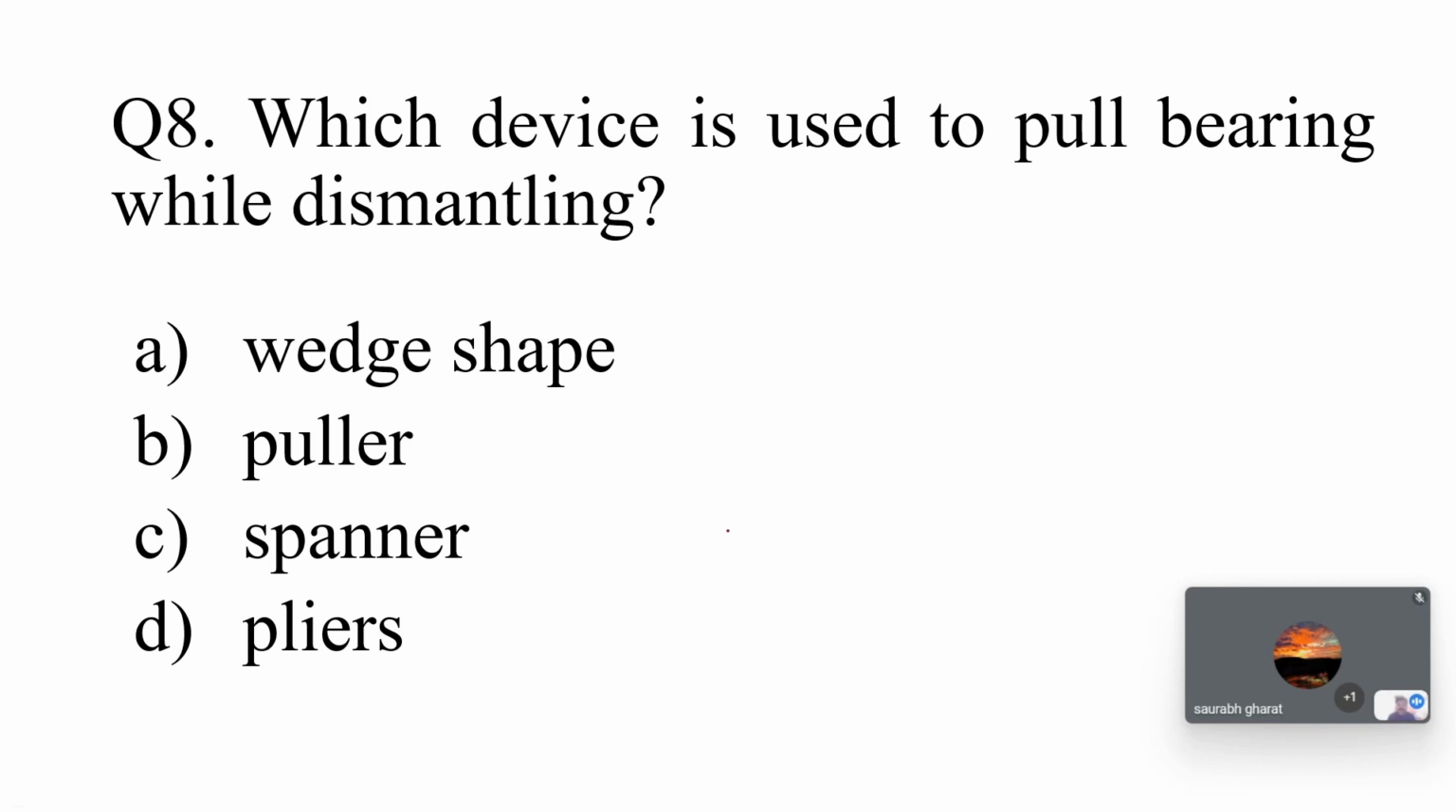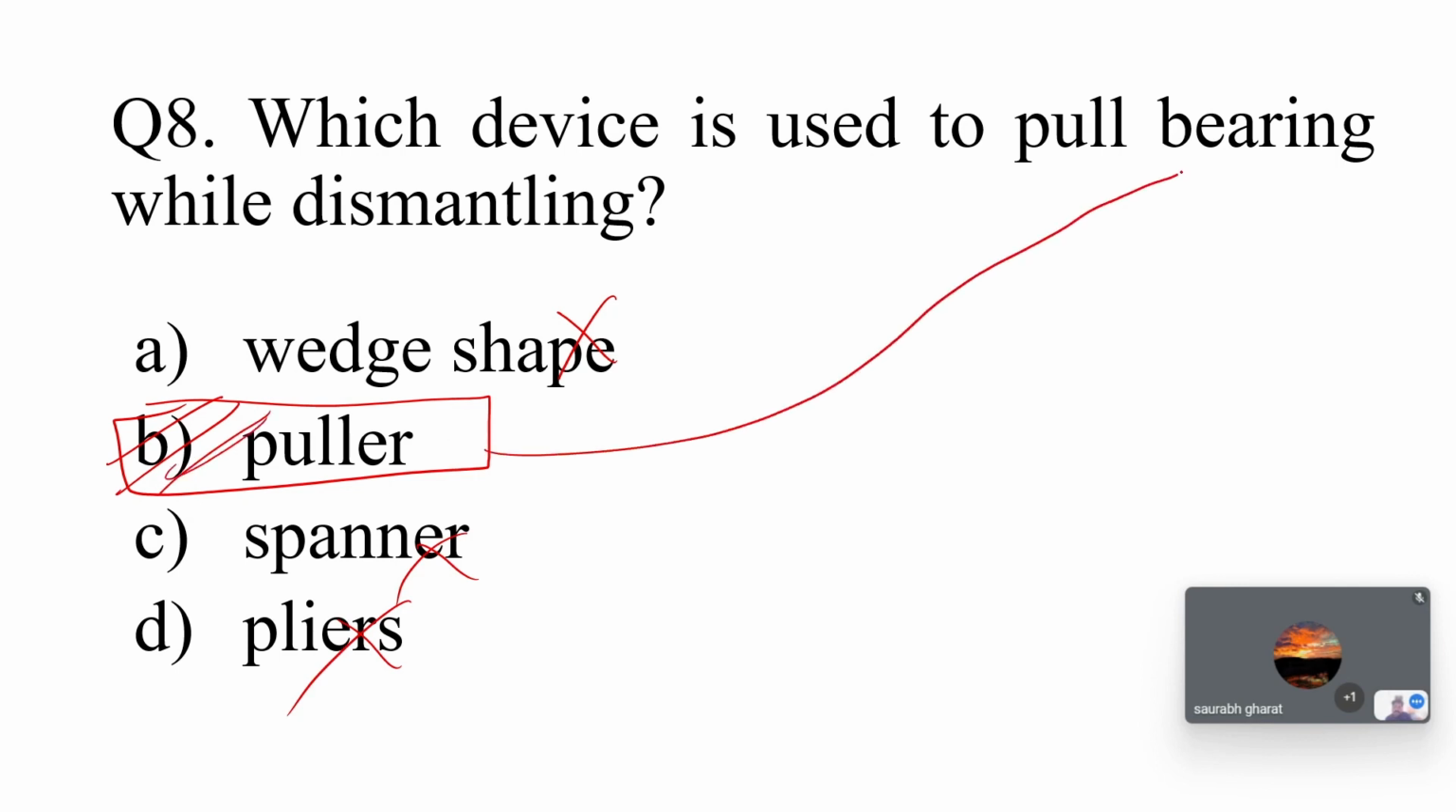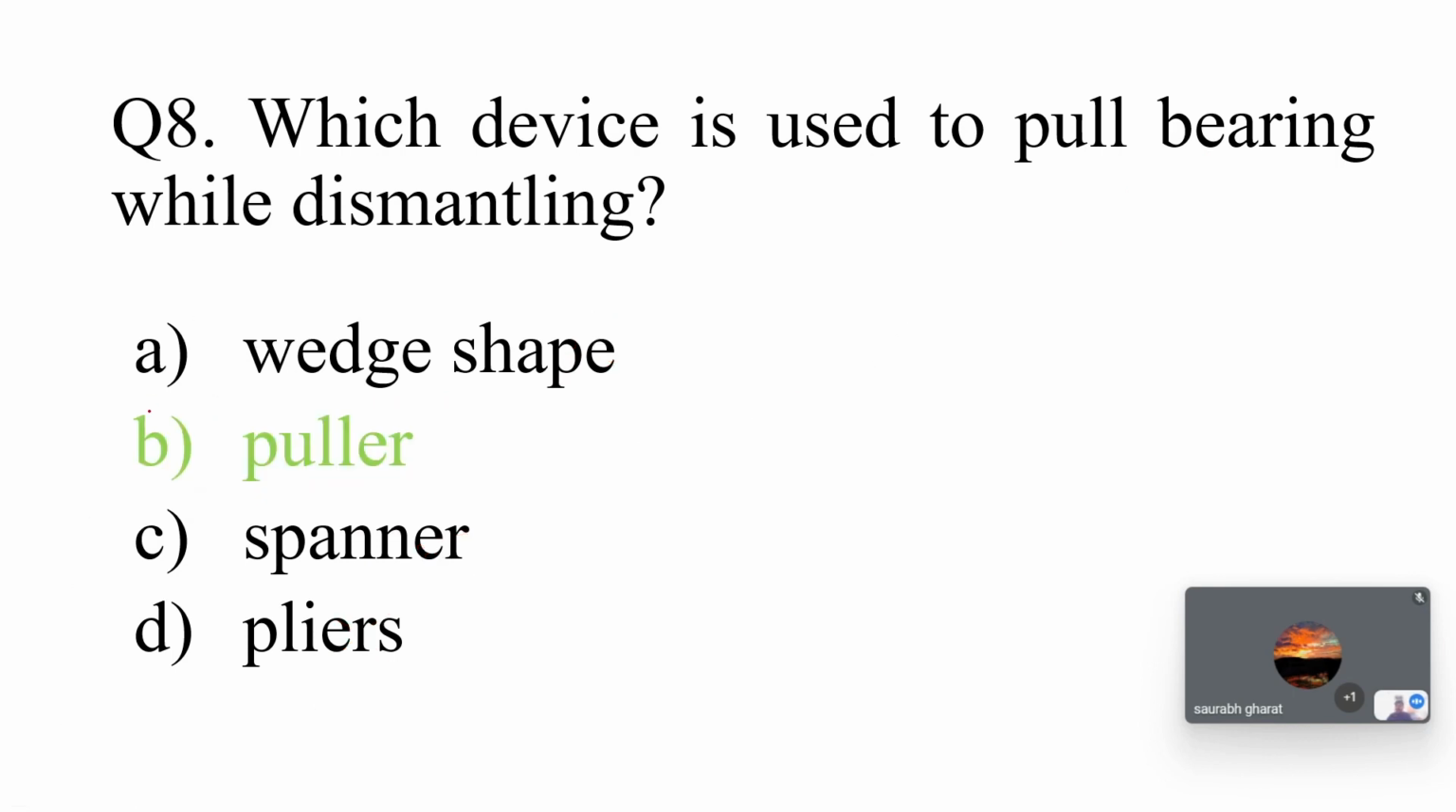Okay, so which device is used to pull a bearing while dismantling? The other option is a different concept, so puller is your correct answer. Spanner and pliers are wrong answers here. Only a puller can be used while dismantling bearings. So puller is your correct answer.